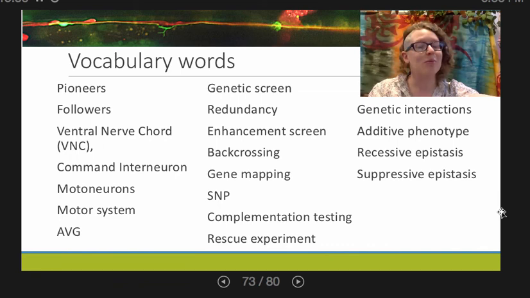Here are your vocab words. Aren't they lovely? You are responsible for these words. I am going to write questions, and then you can answer them as long as you know the meanings of these words.